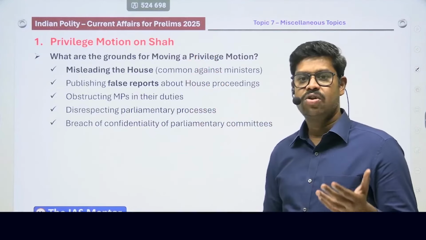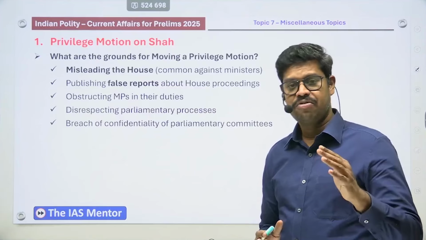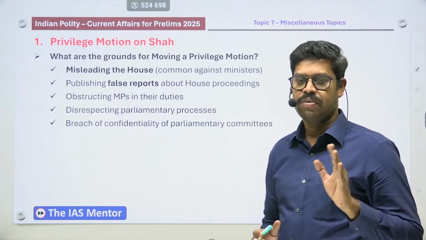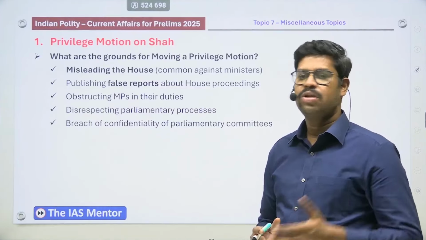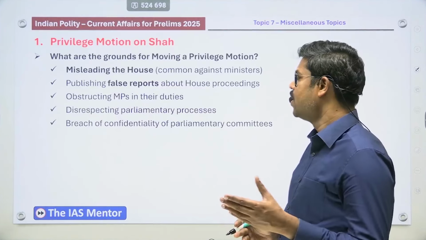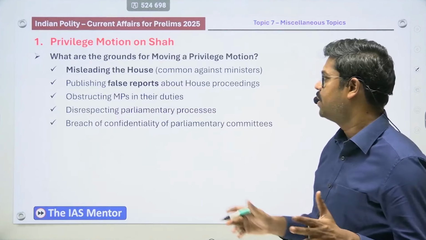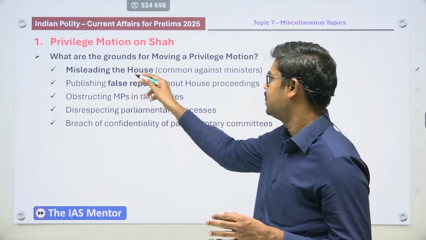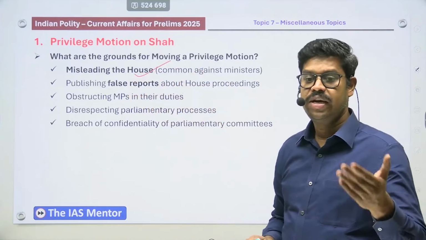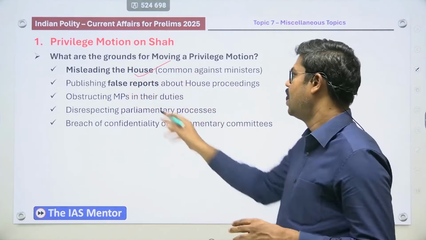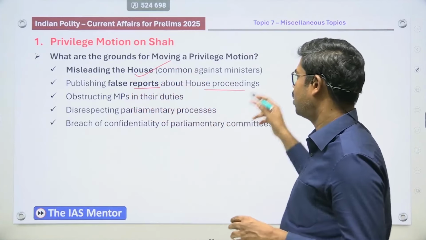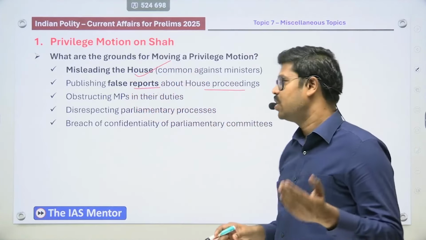Although these things are not directly mentioned in the constitution, apart from the privileges being given to the members of the parliament, nothing is dealt about the privilege motion. What are the grounds on which it can be done? If a member of parliament misleads the other members of parliament, so misleading statements, misleading information, publishing false report about the house proceedings. That is also a ground.